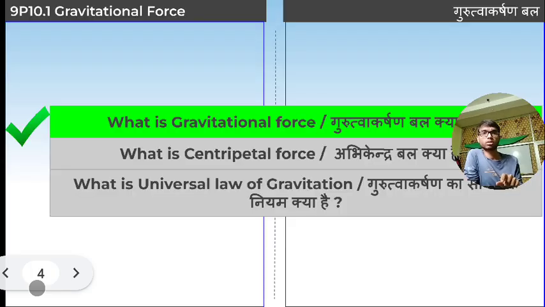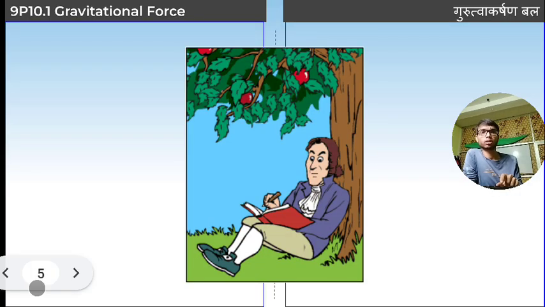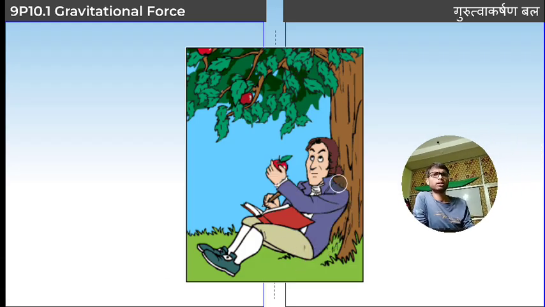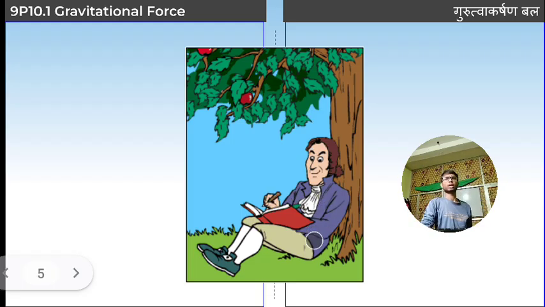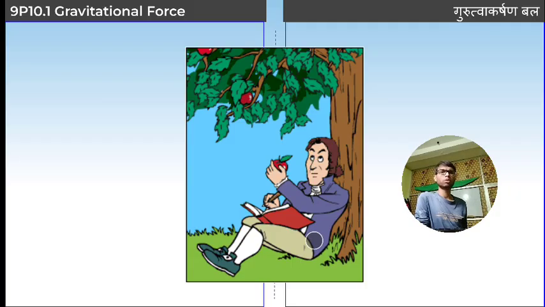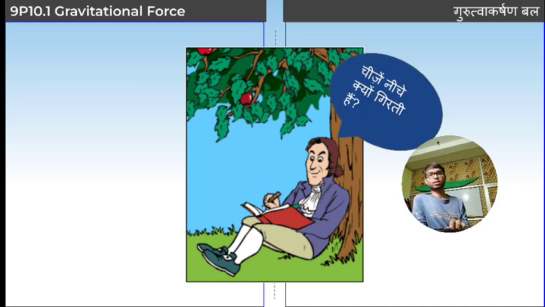Okay, gravitational force. What is the gravitational force? This picture is showing a gravitational force. An apple is falling, and then suddenly Newton realized how it fell. Then he started doing experiments. By experiment, he found a lot of things, and we are going to see those things in this.